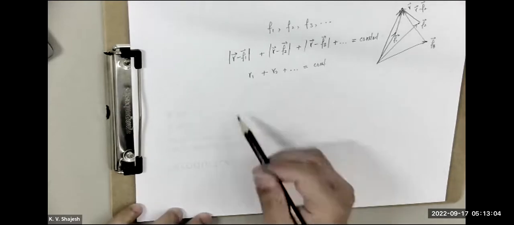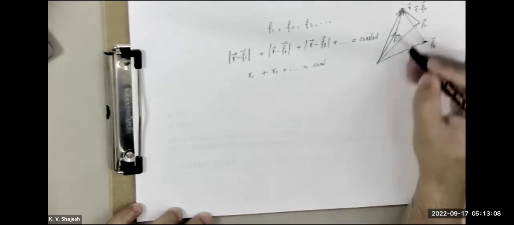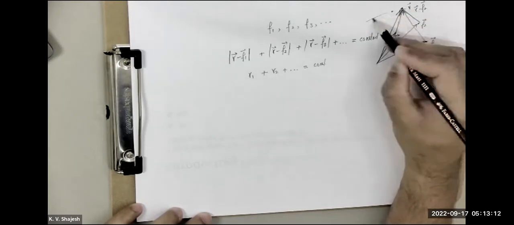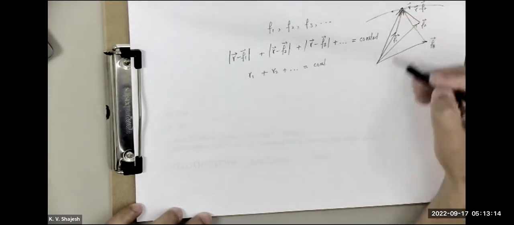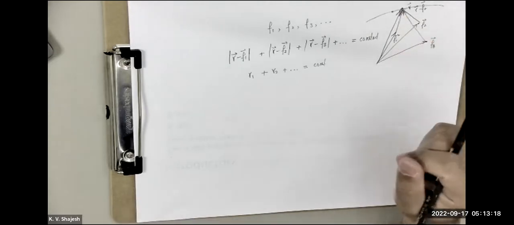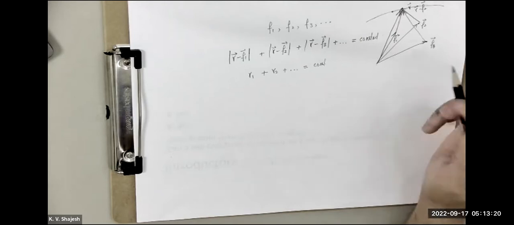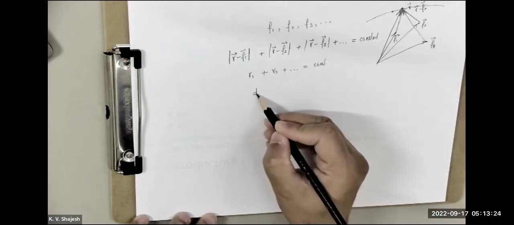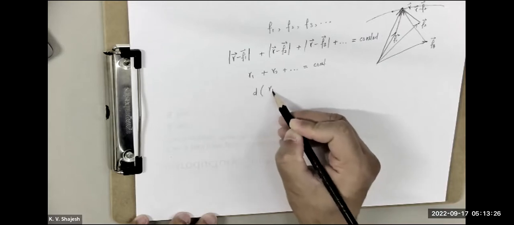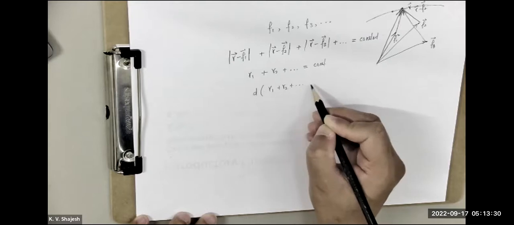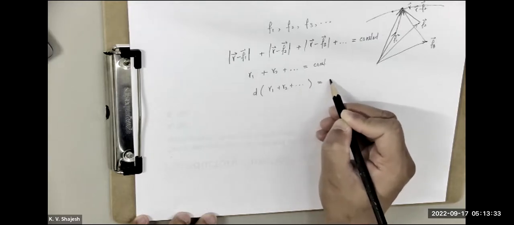This is a distance, then the change in this distance when you go from one point to the other. If I go from here to the next point, this is a trajectory that has this fixed. When I go from one to the other, there is a calculus there, the change. So this is d of r1 plus r2 plus so on is equal to 0.